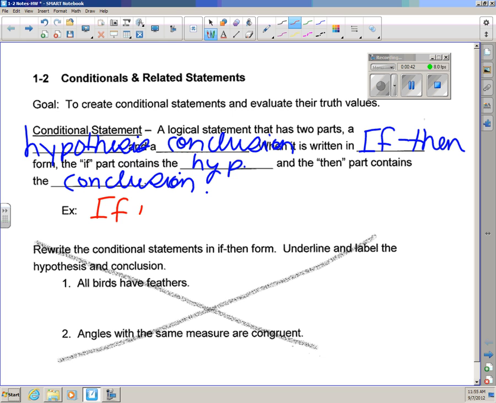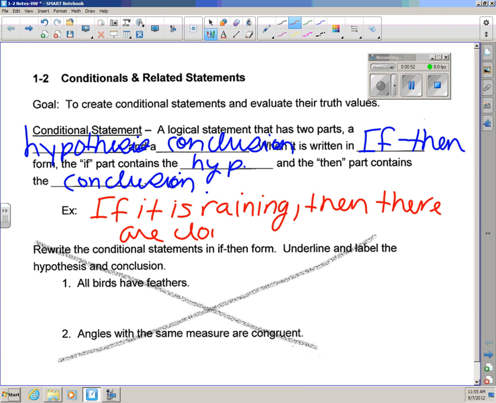If it is raining, then there are clouds in the sky. So basically you're taking two simple sentences, it is raining, and then there are clouds in the sky as the second, and then you're connecting them with an if statement, then statement.